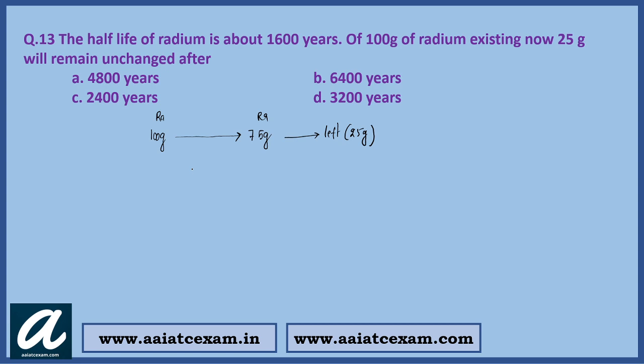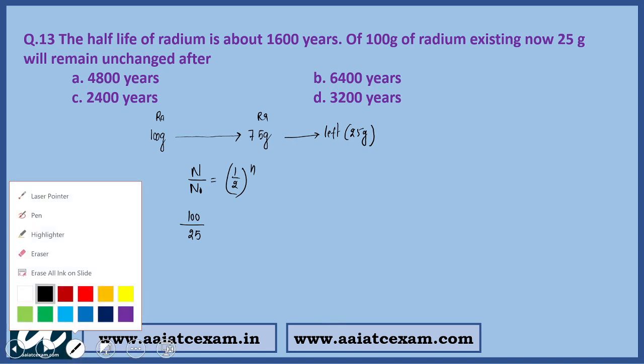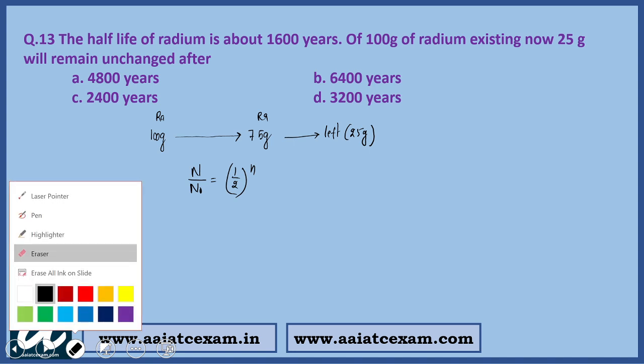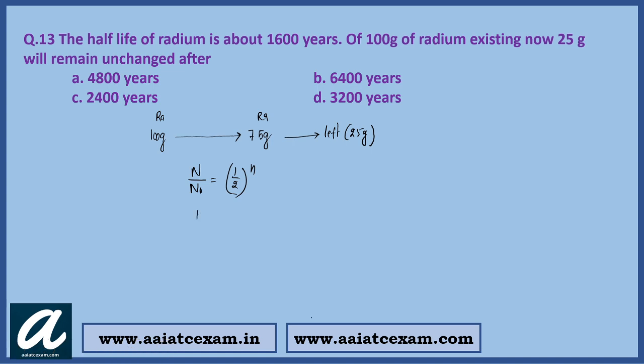So applying the same formula, that is N by N naught is always equal to 1 upon 2 raised to the power n. Initially the sample was 100. Now you have only 25 gram. This should reverse. Just do the reciprocal, students. I'm really sorry. That is 25 by 100. This should be equal to 1 upon 2 raised to the power n. So 1 by 4 should be equal to 1 upon 2 raised to the power n. 1 upon 2 square is also equal to 1 upon 2 raised to the power n. Comparing both sides, you'll get n equal to 2.